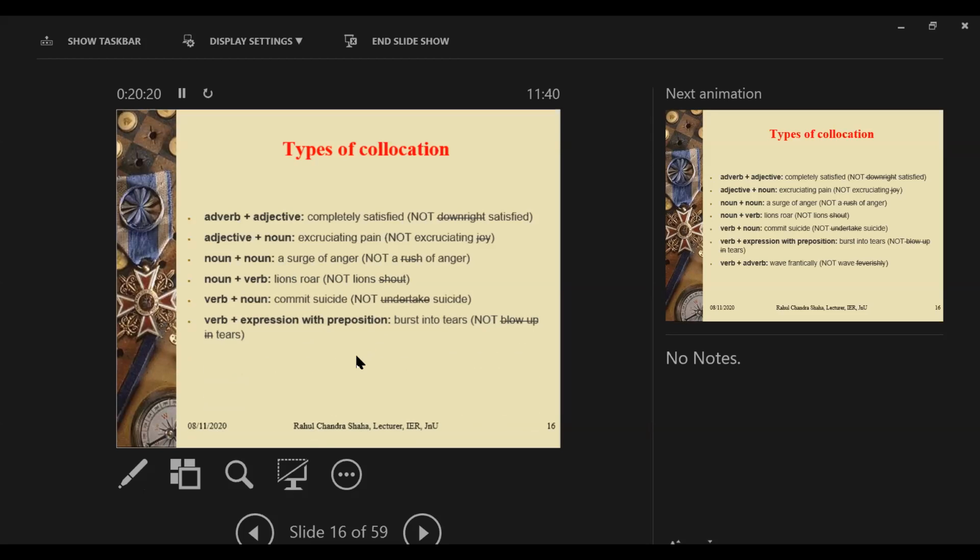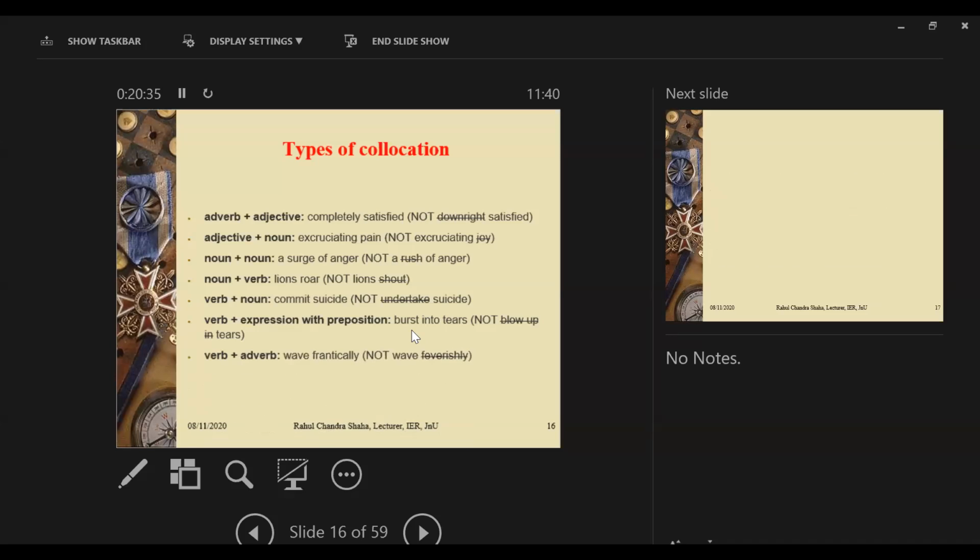Another type of collocation is verb plus expression with preposition. We usually use the expression burst into tears, that means kannai fete pora. So that's all about the basic types of collocations. The types of collocations also include verb plus adverb, that means wave frantically. And actually the types of collocations may be based on the uses of the users.